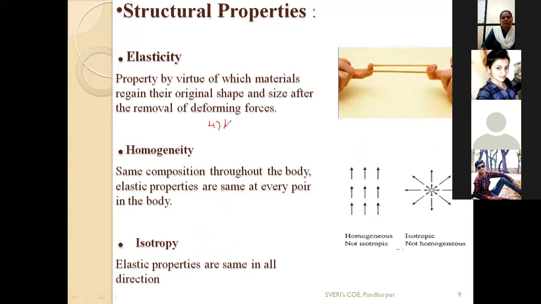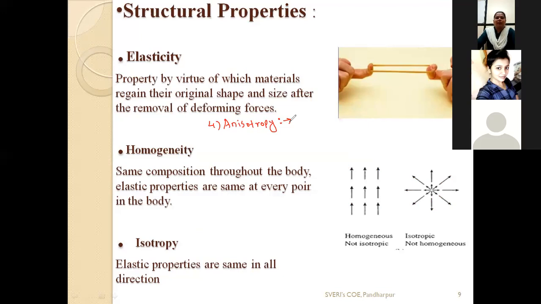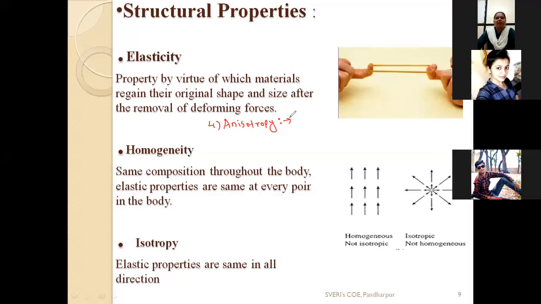Okay. So please write down last property, anisotropy. Last property is anisotropy. If elastic properties are different at every direction, this is called as anisotropic.